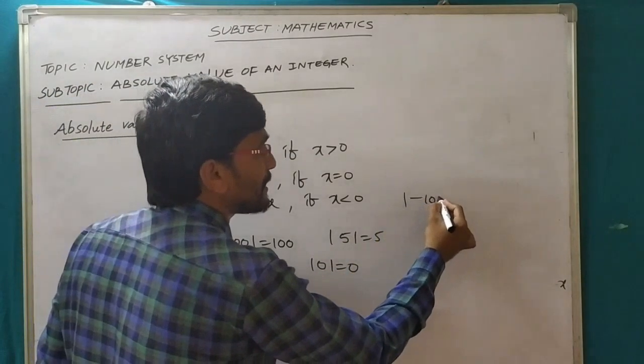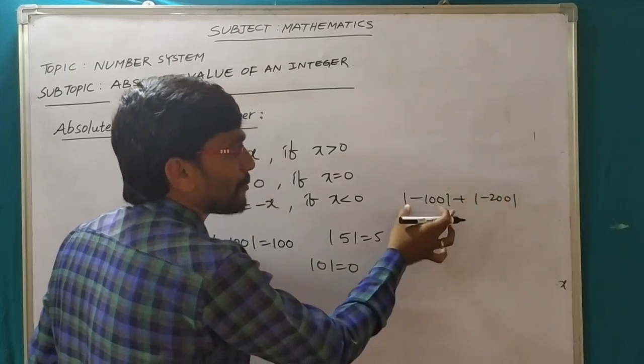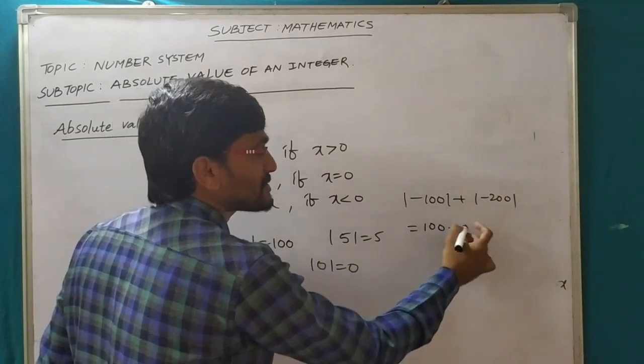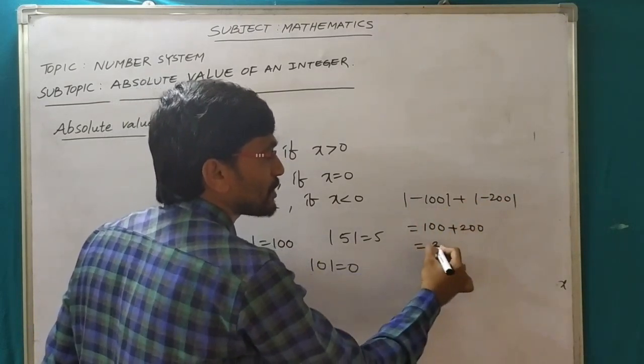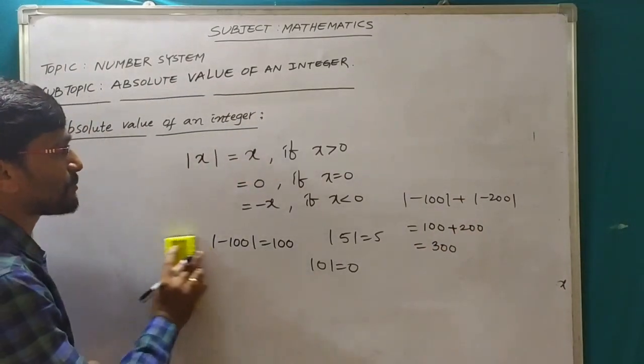Modulus minus 100 plus modulus minus 200 is equal to what? Modulus minus 100 is nothing but 100. Modulus minus 200 is nothing but 200. So totally it is equal to 300. Like that we have to take the examples.